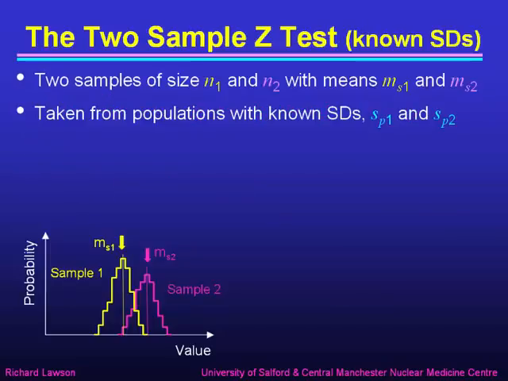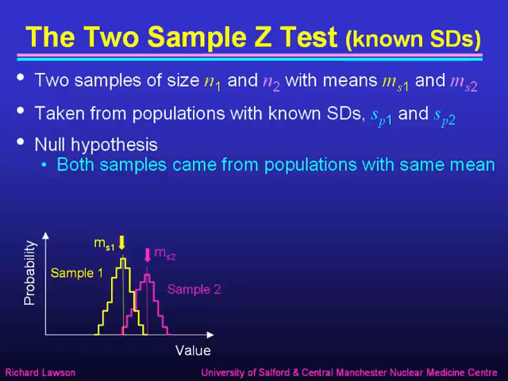First of all, the 2-sample z-test. Here we know the standard deviations. So we've got 2 samples, size n1 measurements in the first sample and n2 in the other, and they've got means ms1 and ms2 as shown by the 2 samples in the yellow and purple diagram. These are taken from populations with known standard deviations, SP1 and SP2 for the 2 populations. I've not shown those on this diagram to avoid confusion.